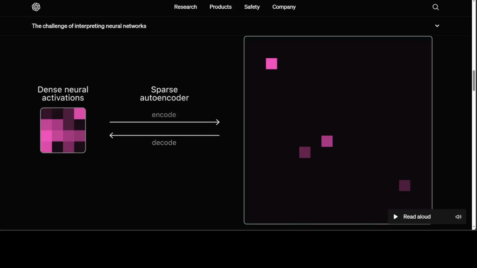So, first, we need to understand this terminology. When we say dense neural networks or dense neural activation, what exactly does that mean? Dense neural activations in these LLMs are like a team of experts working together to solve a problem. Imagine each expert has a specific task and they all communicate with each other to come up with a solution. In a neural network, these experts are artificial neurons that process information and pass it on to each other.